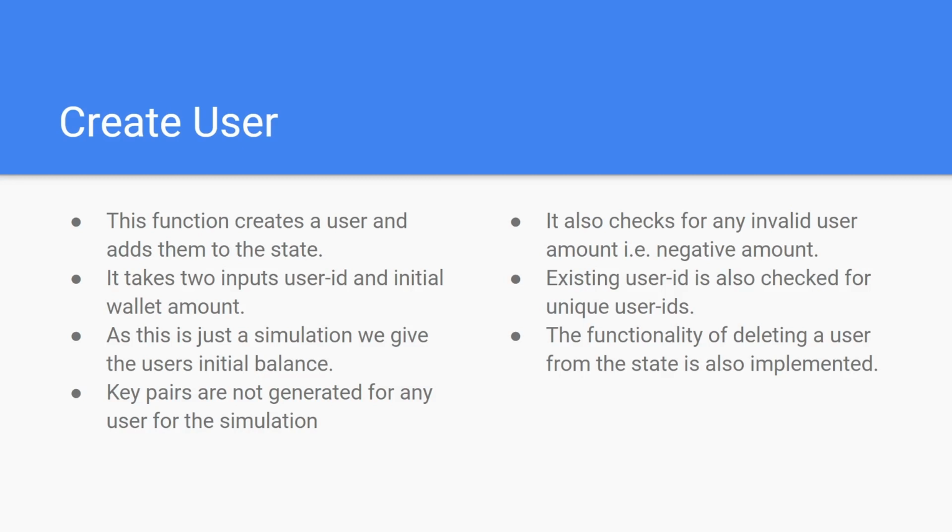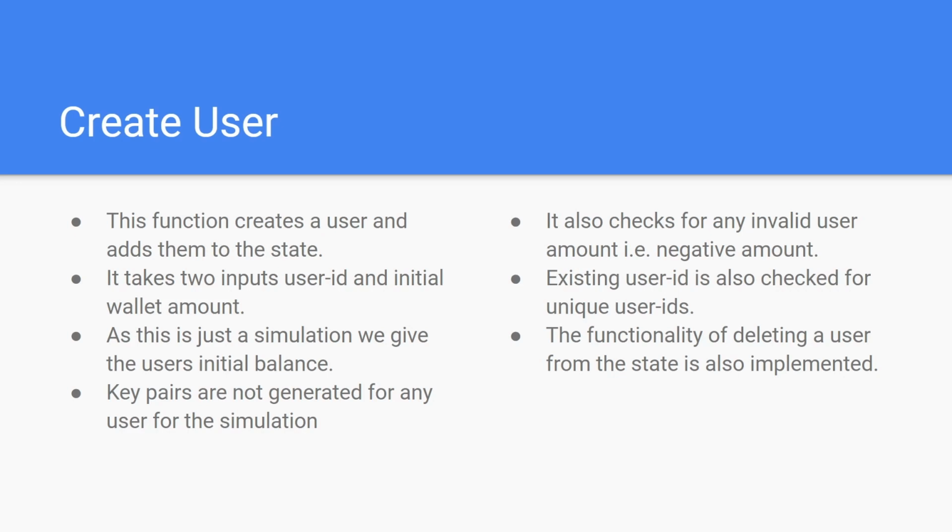Let us look at the key features now. First feature is create user. This function creates a user and adds them to the state. It takes two inputs, user ID and initial wallet amount. As this is just a simulation, we give the user an initial balance. Key pairs are not generated for any user in this simulation.